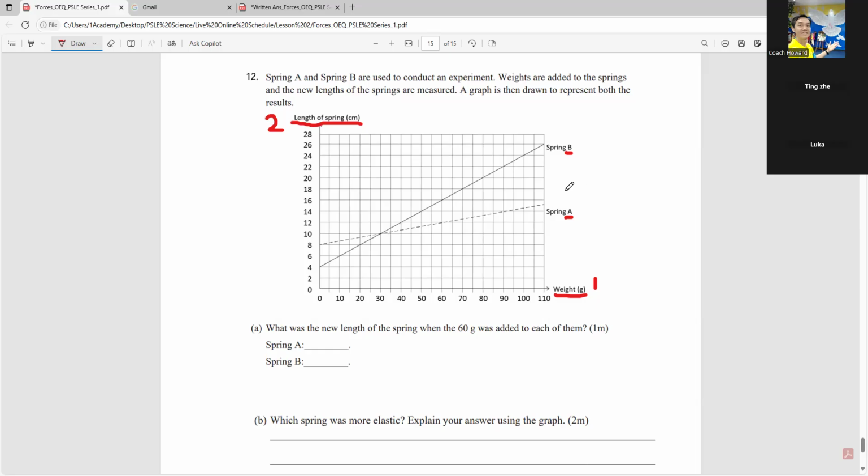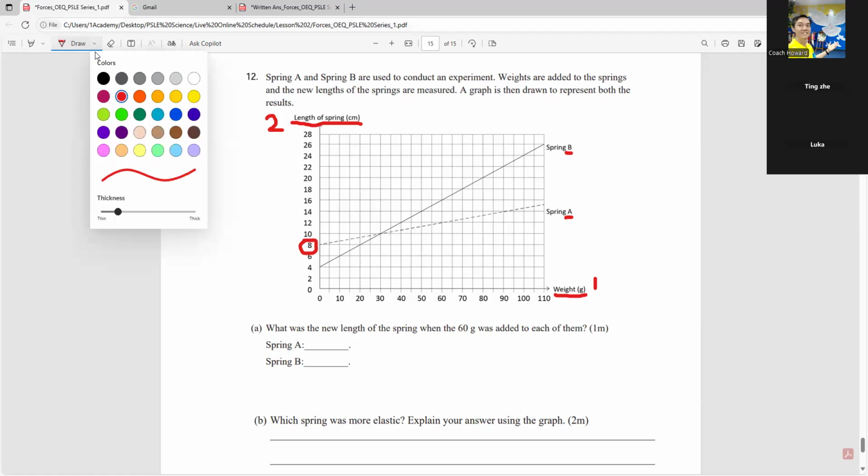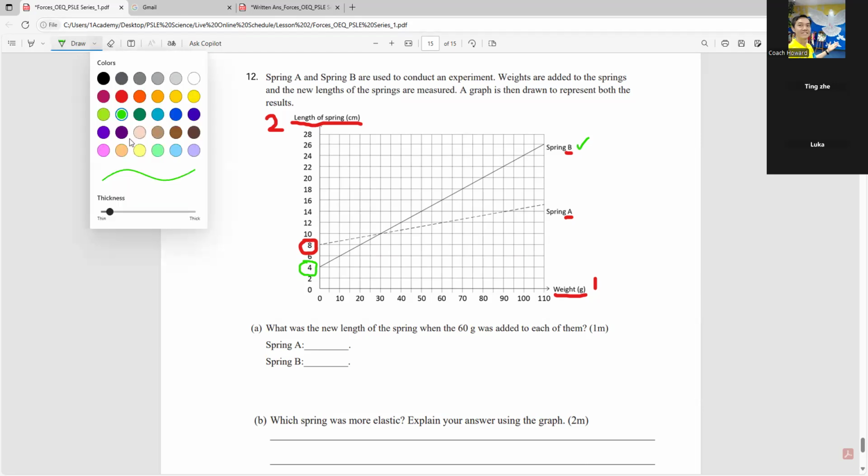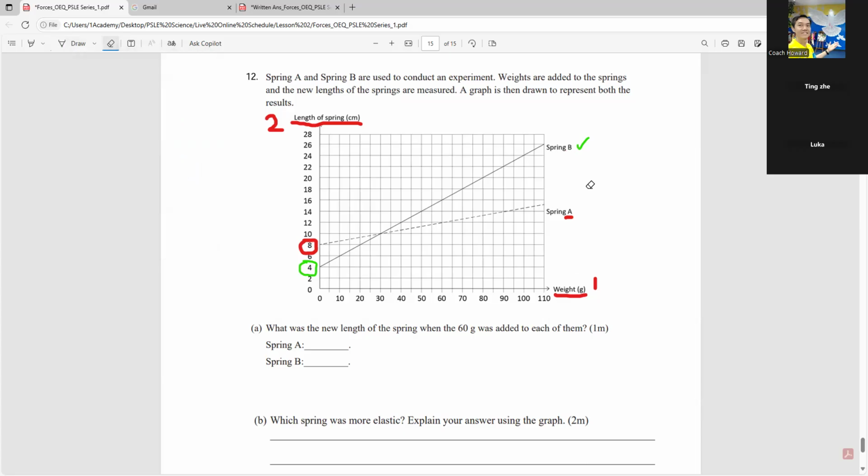Okay, when you talk about spring, you need to know what is the original length. Original length meaning that when there are no weights being attached to the spring, what is the length of the spring? So you can see the dotted line here. Spring A, the original length is 8 centimeters. Okay, you can circle that. And the other spring, I use another color. Spring B, original length is 4. So one is 8, one is 4. Spring B is 4, sorry, spring B is 4, and spring A is 8 centimeters. Those are the original length.